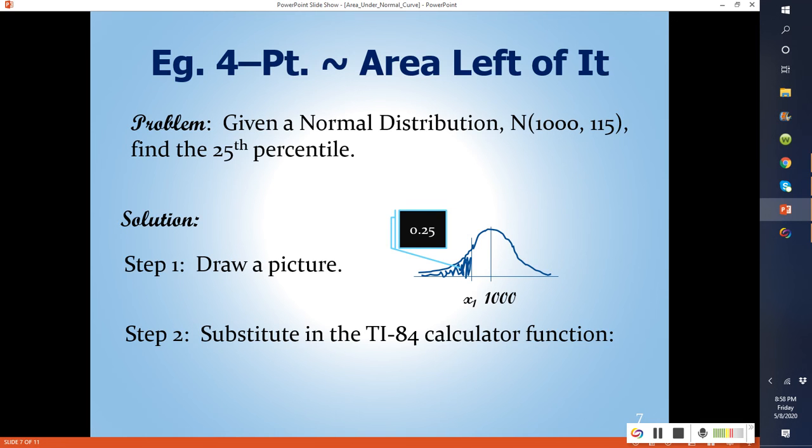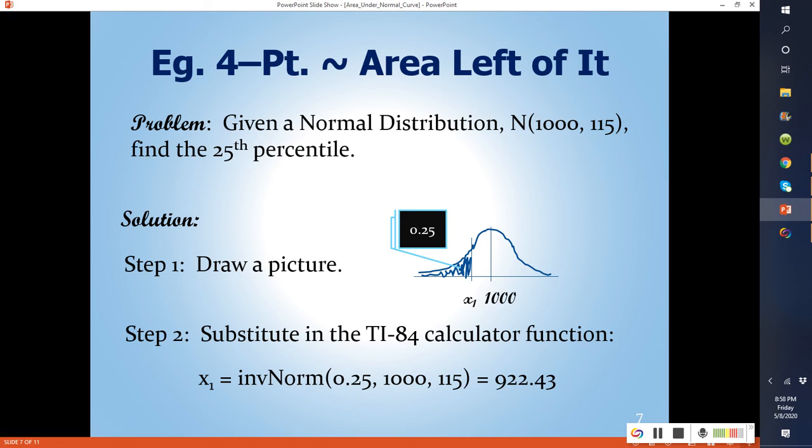So we put that into the calculator again. This time we use a different function, and the function is inverse norm. Inverse norm needs area. So if you give the inverse norm the area, it will give you the value. It assumes that the area it's given is to the left of the point that you're trying to find.